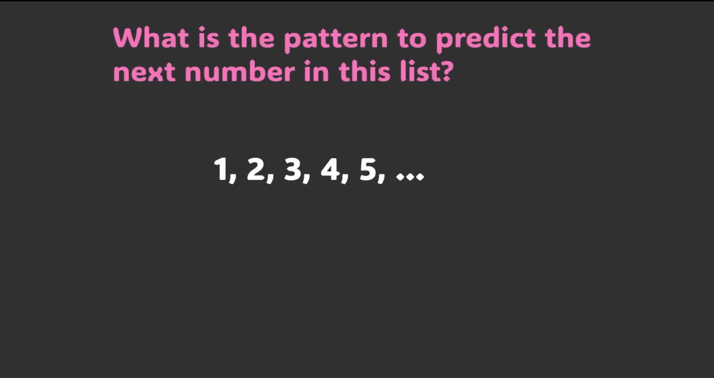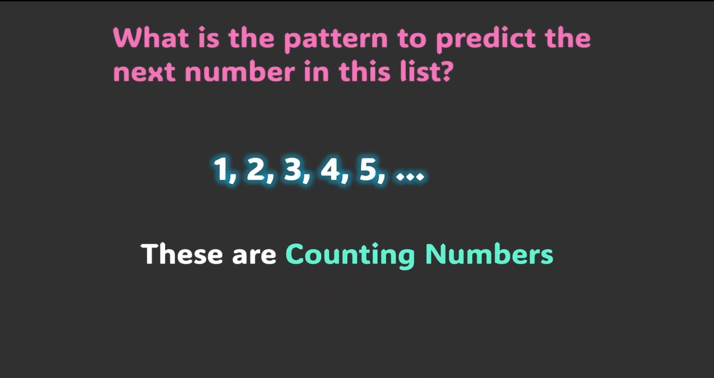What was the next number in this sequence? If you said 5, you're absolutely right. But what was the pattern that you noticed here? Yes, these are counting numbers or natural numbers.